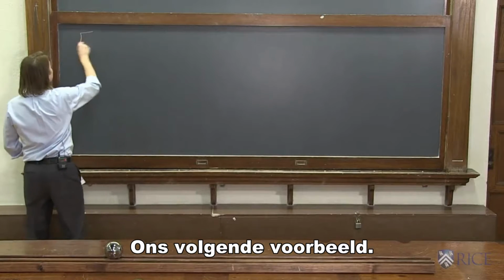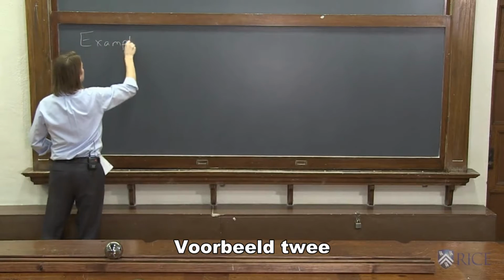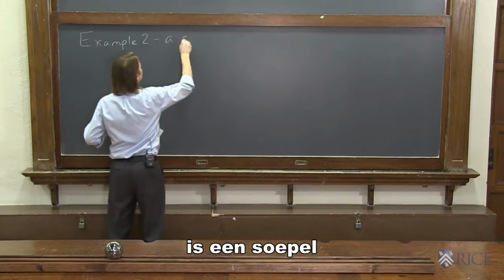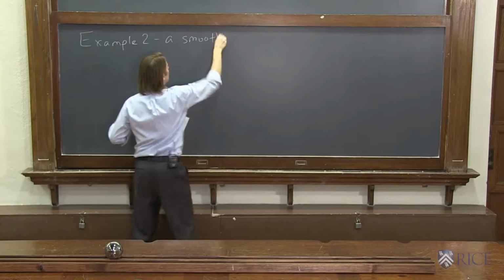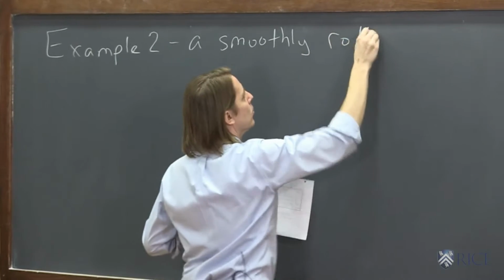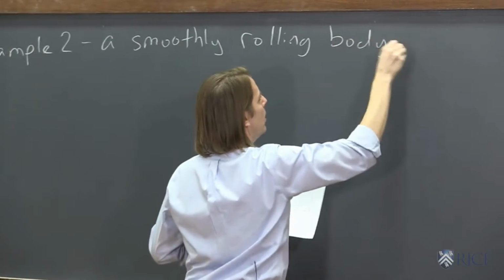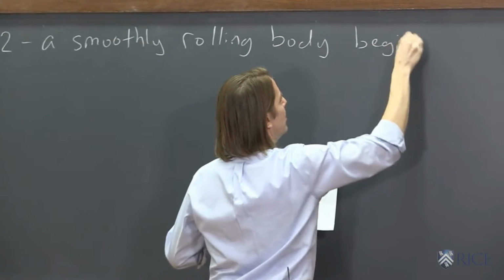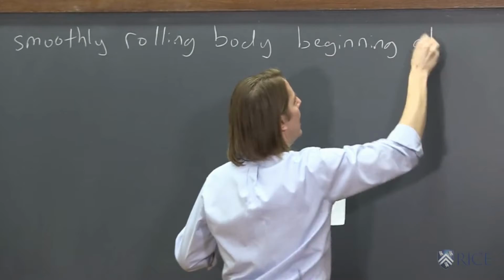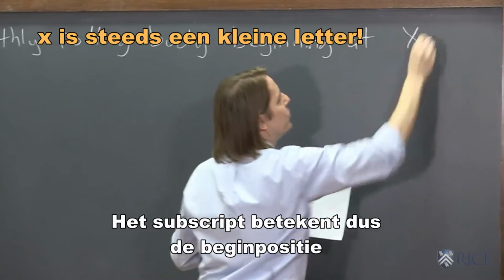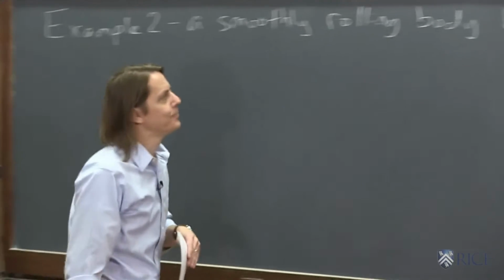All right, our next example, example 2 for kinematics, is a smoothly rolling body beginning at the position xi. So the subscript means the initial position, xi.